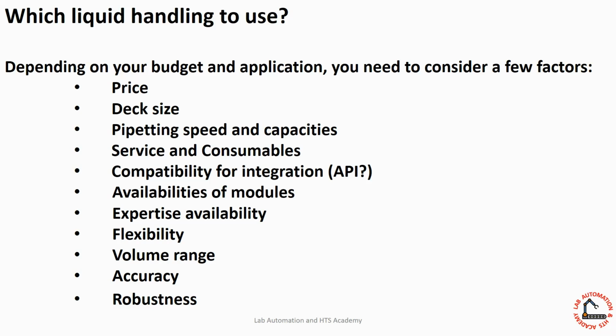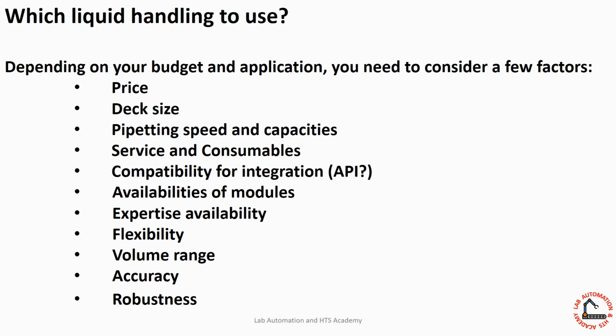One factor is the deck size. How many of these microplates you can fit on your robot? How many tips you can fit on your robot? Those are all important factors because those are dictating your throughput, how many samples you can process.